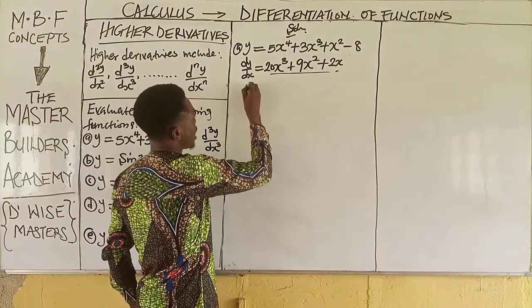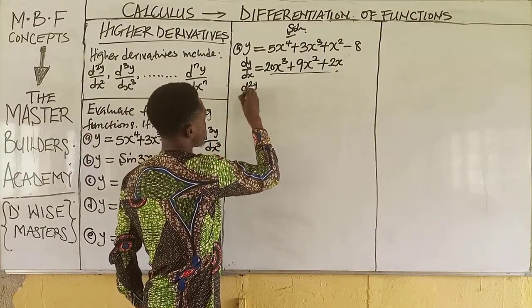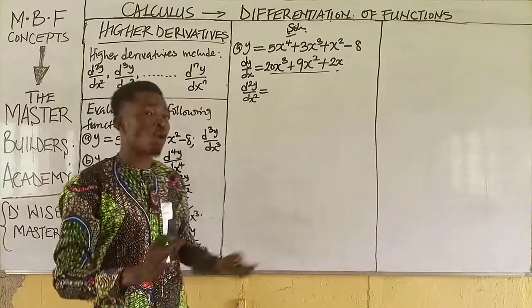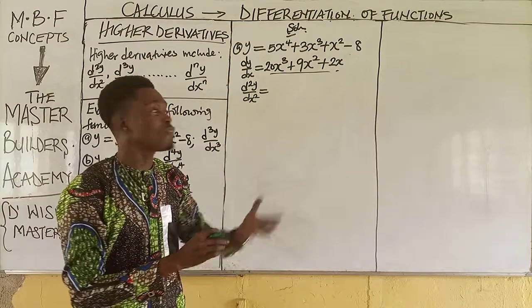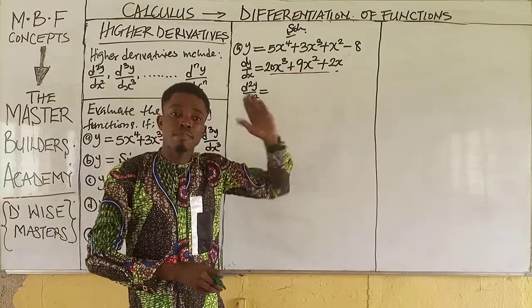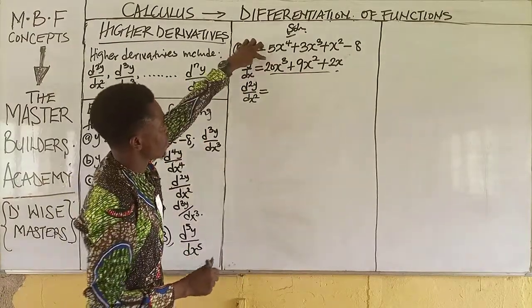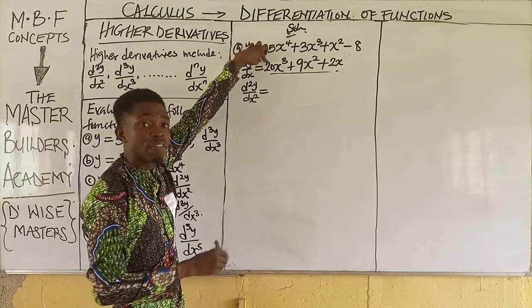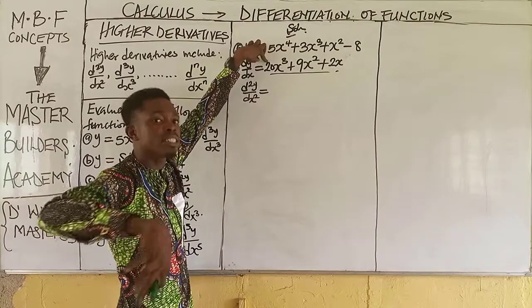Now the next is to obtain the second derivative. And this is equal to, now, to obtain the second derivative, you need to differentiate the result you have in the first derivative. So now I will differentiate this function. I don't need to go back to this. I will now differentiate the first derivative to obtain the second derivative.